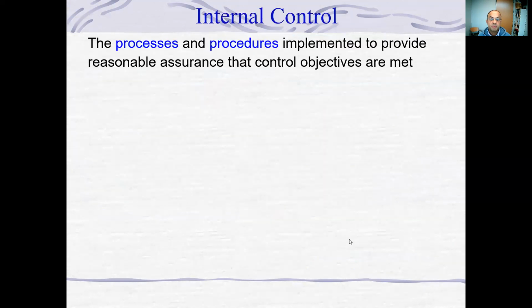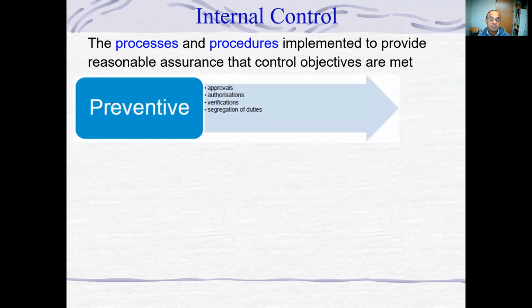So what do we mean by preventive control? Preventive control, it's the control we create before we start entering the data on the database. For example, we need to get an approval for the transactions. We need to get authorization for the person to enter the data on the database, verification that what has been entered is matching with the document, and then separate the duties of different employees to make sure one employee can verify the actual work of another employee. We call it segregation of duties. So those are the types of preventive control.